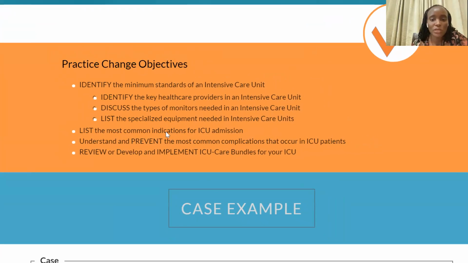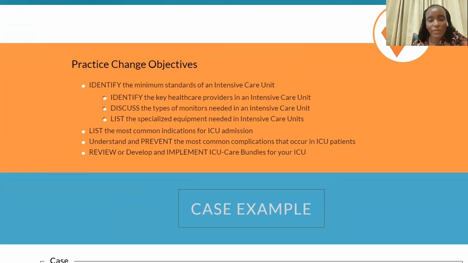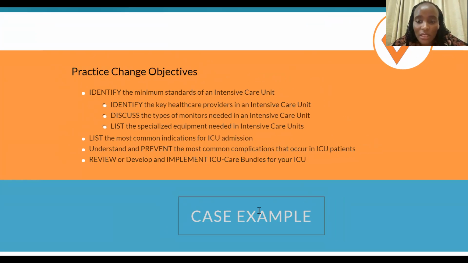Our practice change objectives at the end of it are to identify the minimum standards of an intensive care unit, identify the key healthcare providers in an intensive care unit, discuss the types of monitors needed in an ICU, list the specialized equipment needed in an ICU, list the most common indications for ICU admission, understand and prevent the most common complications that occur in ICU patients, and review or develop and implement ICU care bundles for each and every ICU that is represented here.